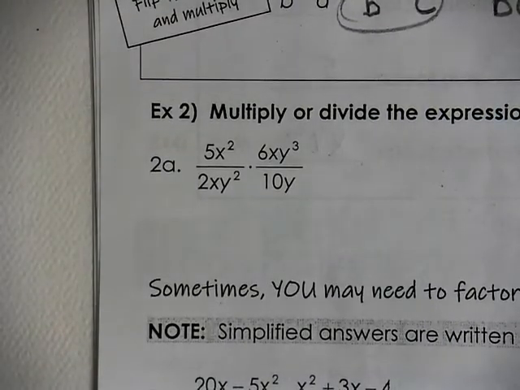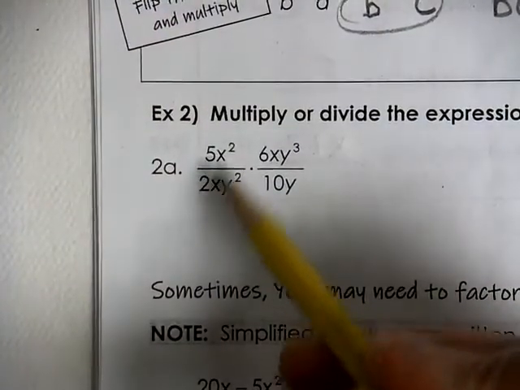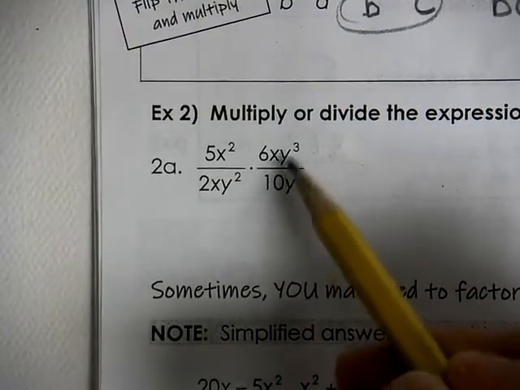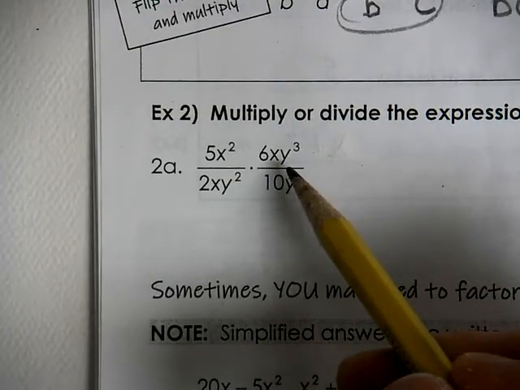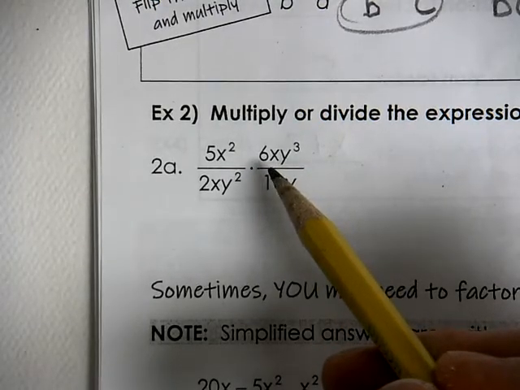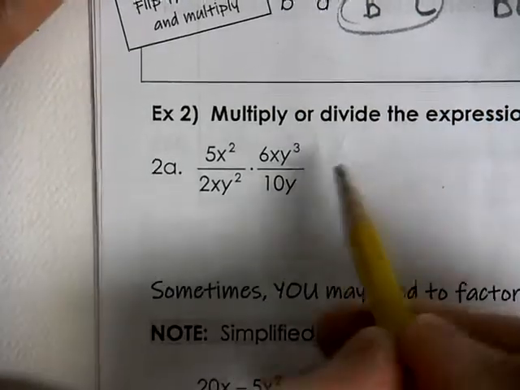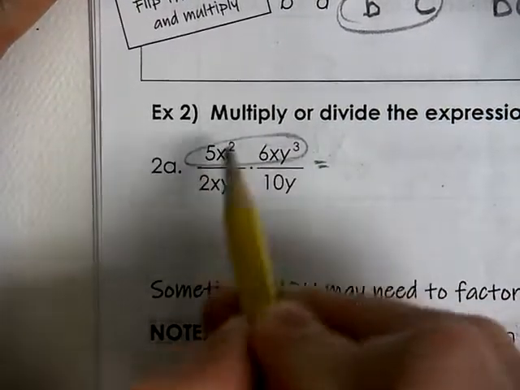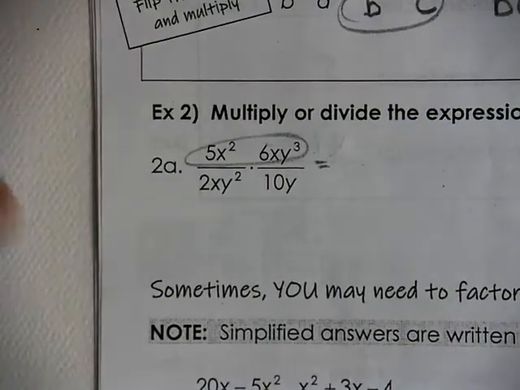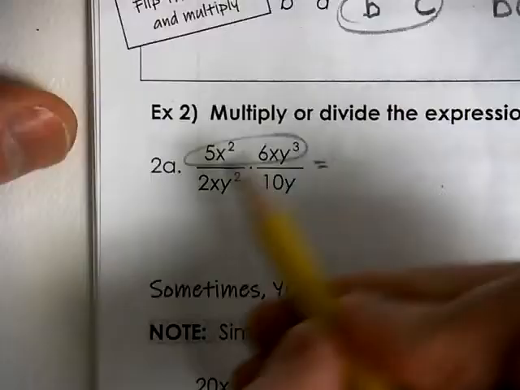So you've got a couple different ways you could handle this. You could reduce the x's first in the first fraction. You could reduce the y's in the second fraction. You can reduce the 6 and the 10 in the second fraction. Or you can just kind of slam everything together. If the numbers aren't very big, that might be a good way to do it.